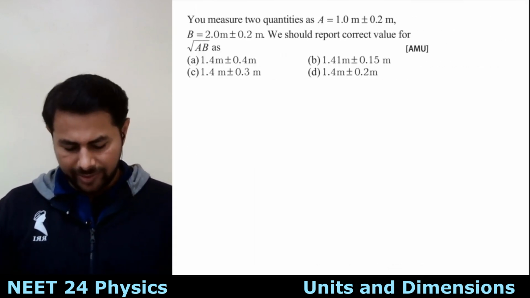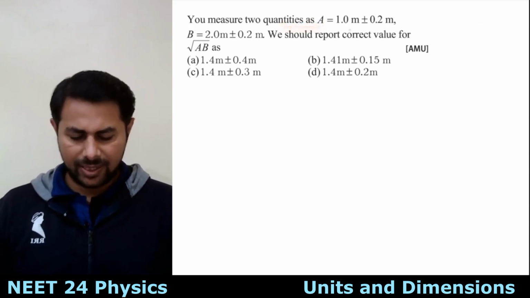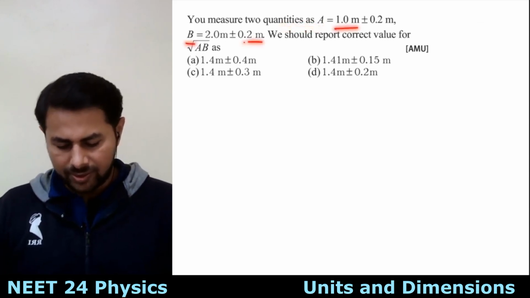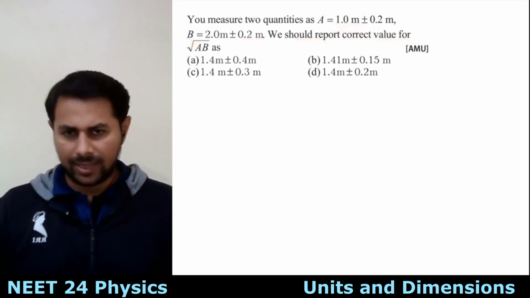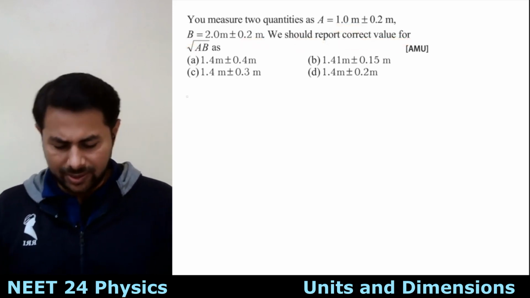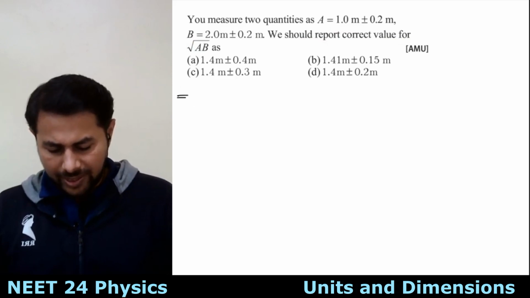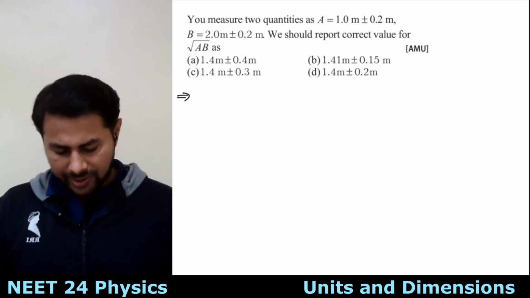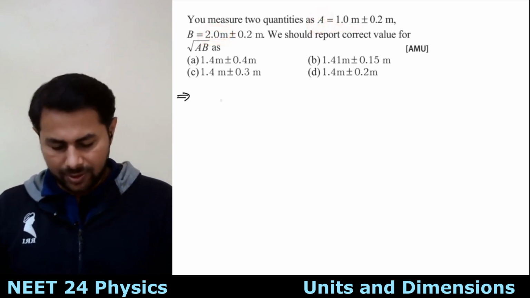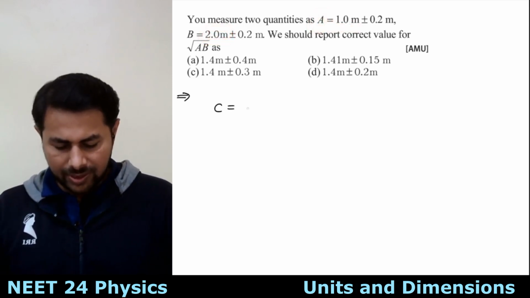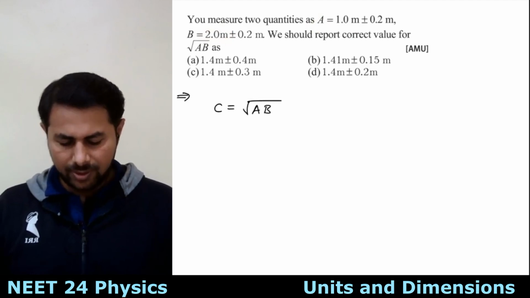Okay, you measure two quantities as A equals to this thing, B equals to this thing. We should report the correct value for root AB as. Okay, so there might be a question like this. So first of all, find out root AB. So what is A? A is 1.0. What is B? It's 2.0. So what is root AB? So suppose C is equal to root AB. Tell me.